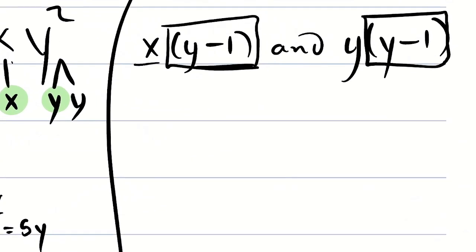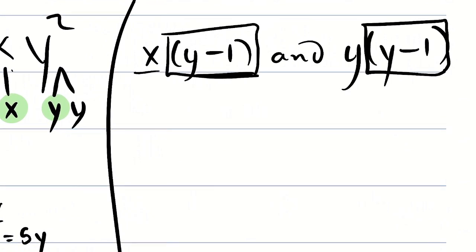Now, it doesn't have to be just monomials, which are just single terms. It doesn't necessarily have to be like a y by itself. It can be like y minus 1. It can be x squared plus 2. As long as you have the same one on both of the terms, they can be considered a greatest common factor. So right here, we're looking at this term.